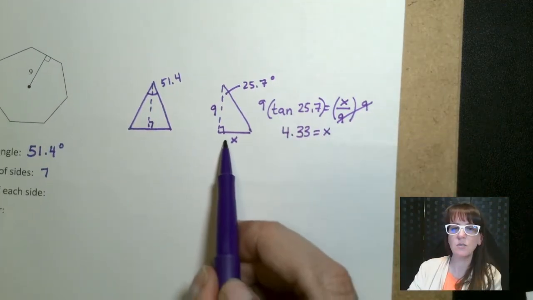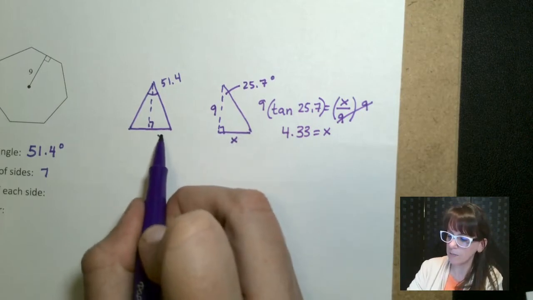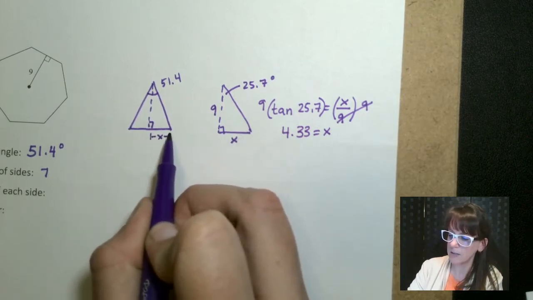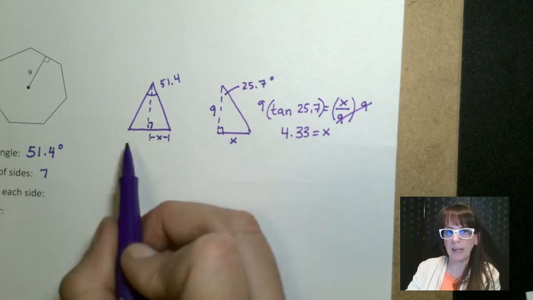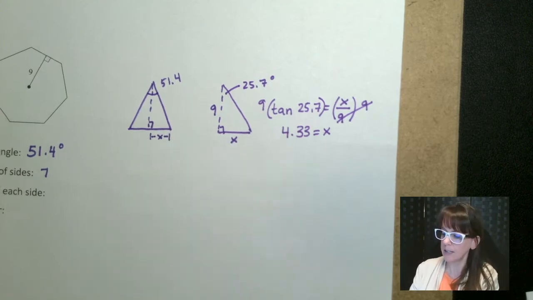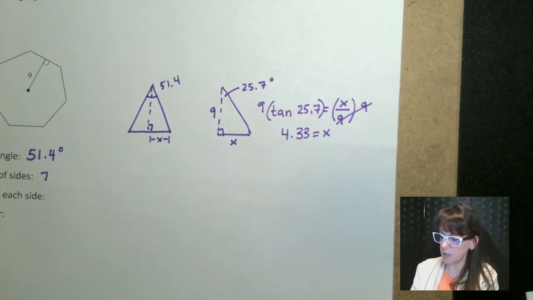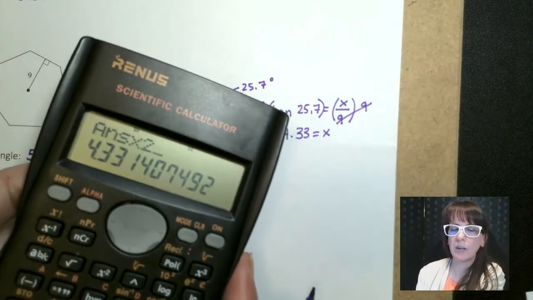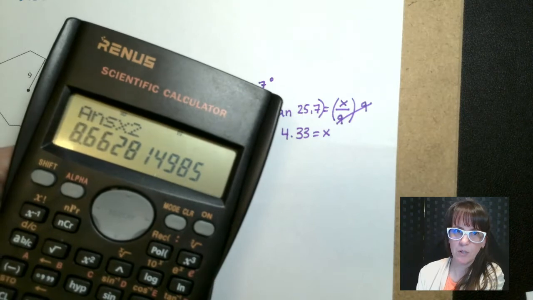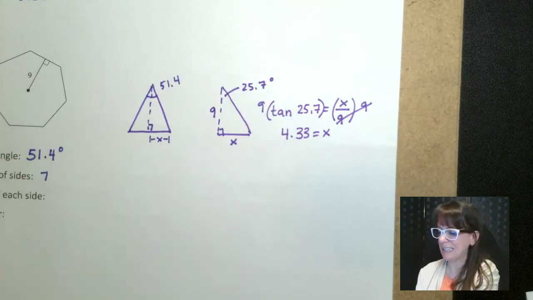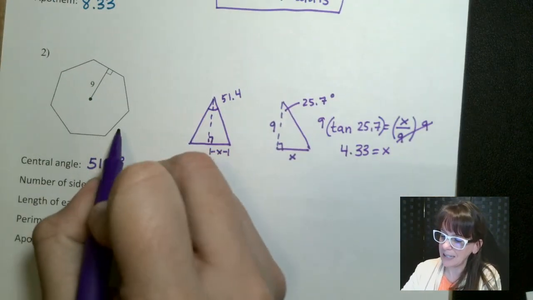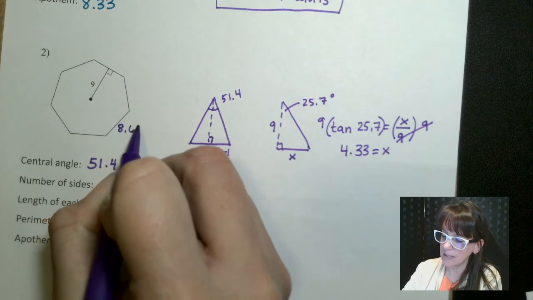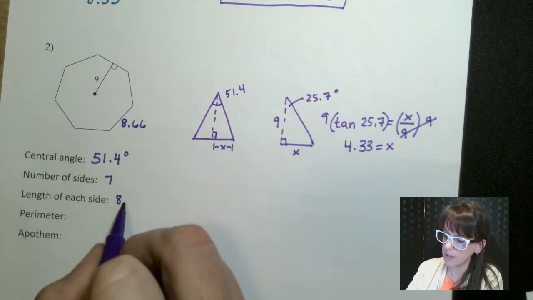Now remember, X is just this part right here. We need to double that in order to get the full side. So we multiply it by 2. And notice I didn't clear my calculator. That's because I don't want to round unless I absolutely have to. So we do that, we get 8.66. So our side is 8.66. The length of each side is 8.66.